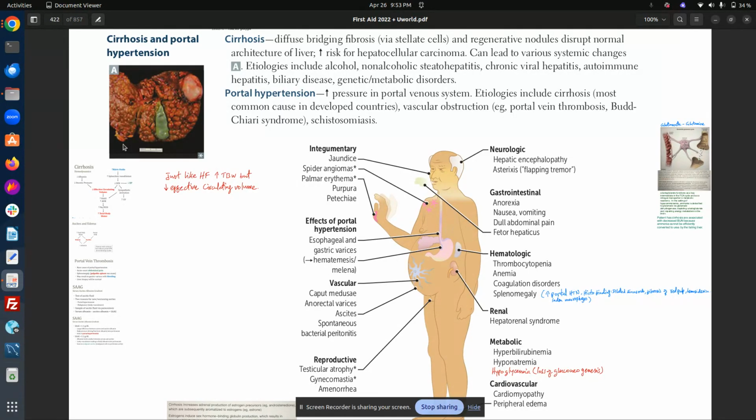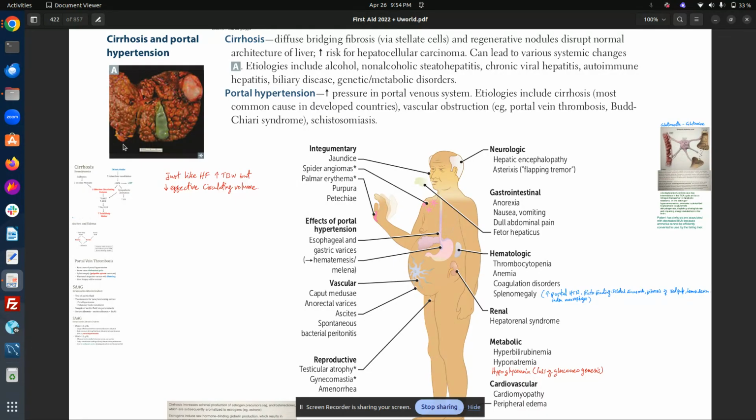In today's lecture, we are going to focus on cirrhosis and portal hypertension. Again, a very important topic for the preparation of USMLE Step 1 and Step 2, and I'm using First Aid for USMLE Step 1. Now let's talk about cirrhosis. In simple words, what is cirrhosis? It is diffuse bridging fibrosis and the formation of regenerative nodules that disturb the normal architecture of the liver.